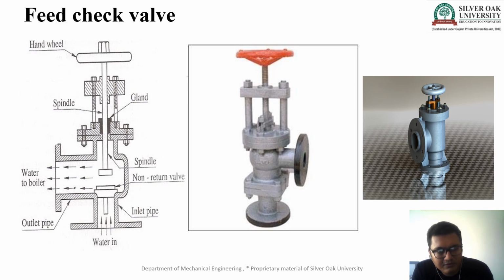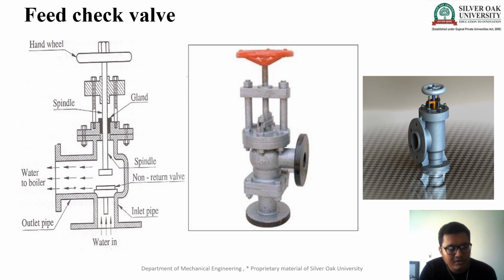So what is the function of the feed check valve? Here you can see the actual figure of the feed check valve, the second and third one. We are using the feed check valve to transfer water from the outer source into the boiler. Here you can see the same construction as the steam stop valve. Here we place the hand wheel. If we rotate the hand wheel, the spindle goes upward, the valve will remain open, and the water from the outer source is transferred inside the boiler.